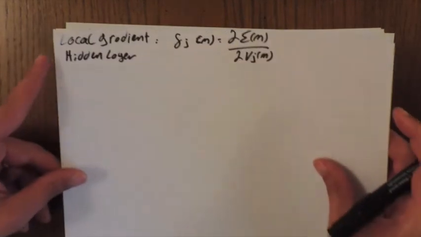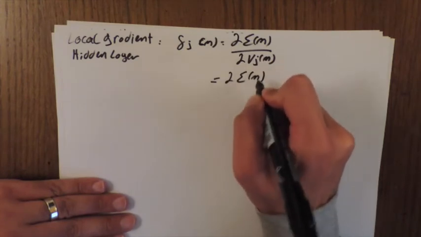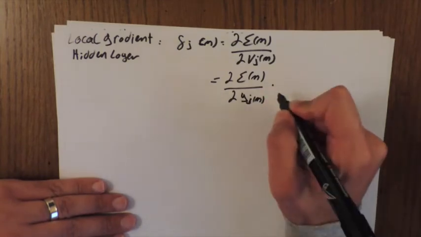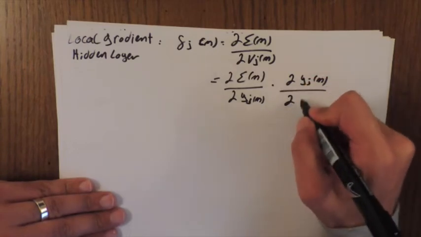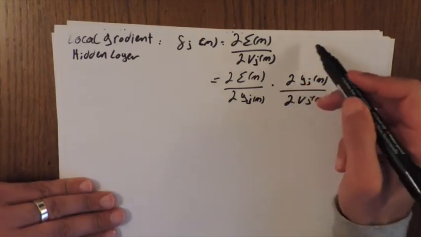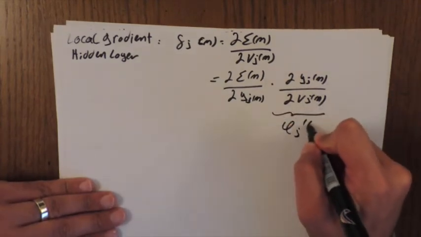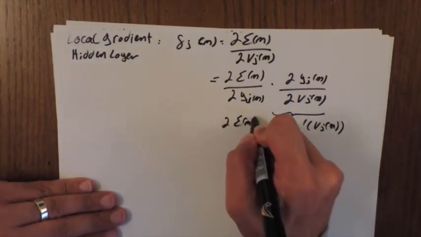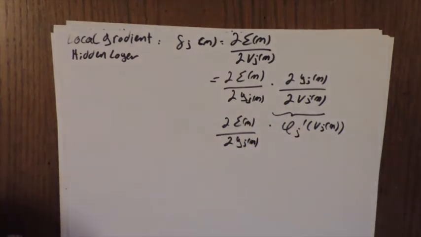So in this case, we know that the error depends on yj of n, and yj of n of course depends on vj of n. So by chain rule we can go from here to here. We know this to be phi j prime of vj of n. However, we need a way to compute the partial derivative of the error with respect to yj of n.